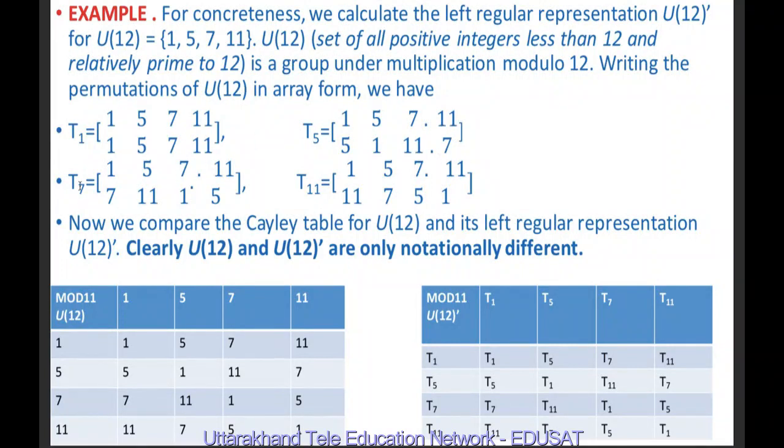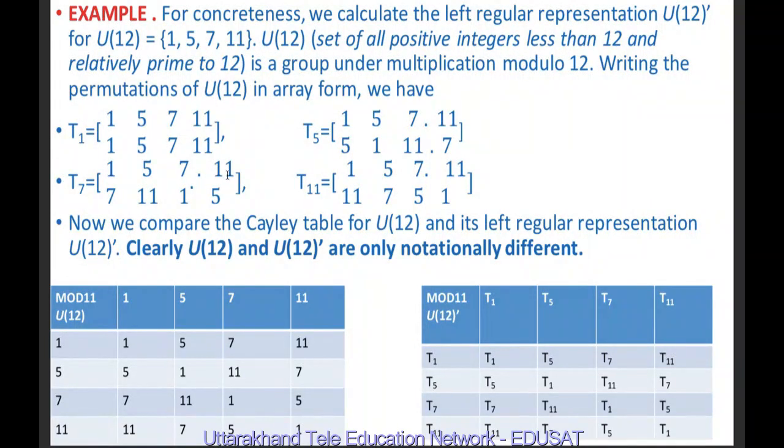Now we will operate the elements of the first row with 7, denoted by T7. So 7 star 1 is 7. 7 star 5 is 35. If we divide 35 by 12, 12 twos are 24, and 35 minus 24 is 11. So the remainder is 11. Now 7 star 7 is 49, and 12 fours are 48, and 49 minus 48 is 1. The remainder is 1. So 1.